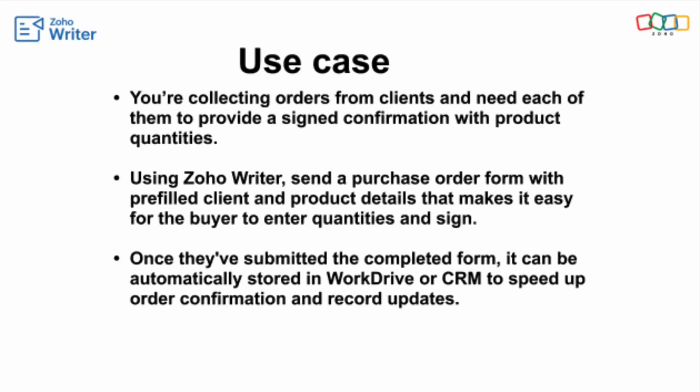Now, here's a real world use case. Let's say you're collecting product orders from clients. You need them to confirm the quantity and provide their signature, but you also want to send them a document that's already pre-filled with their details and the product info. With Zoho Writer, you can create a purchase order that's dynamically filled with client and product information. The client just has to enter the quantity and sign.